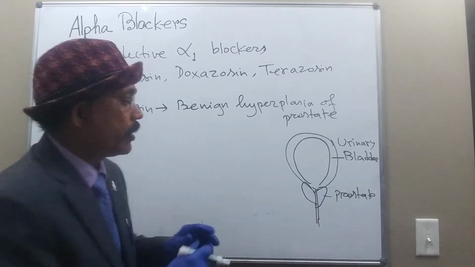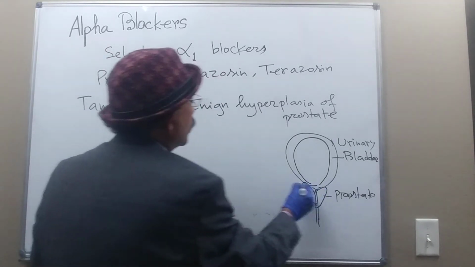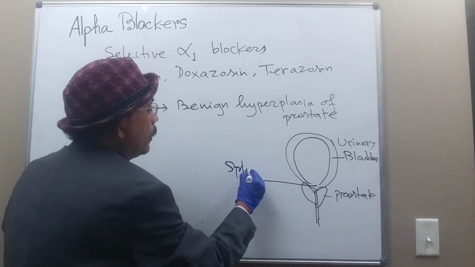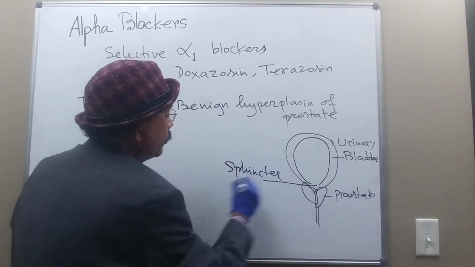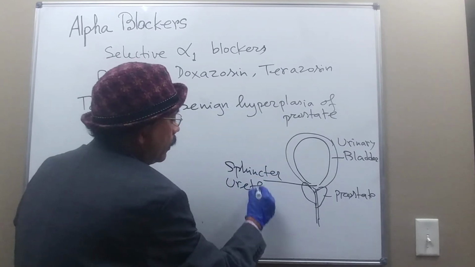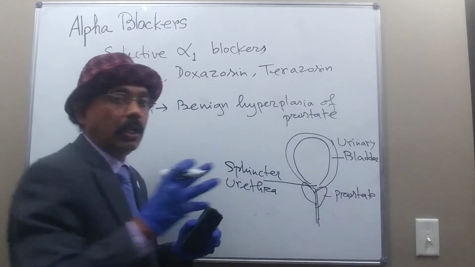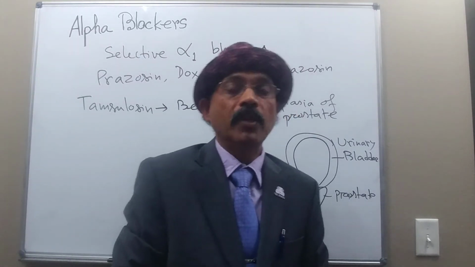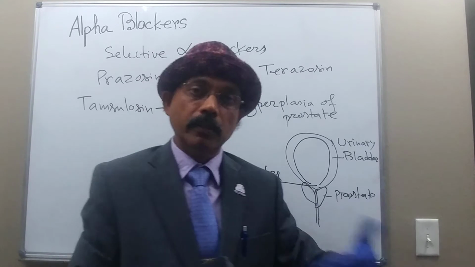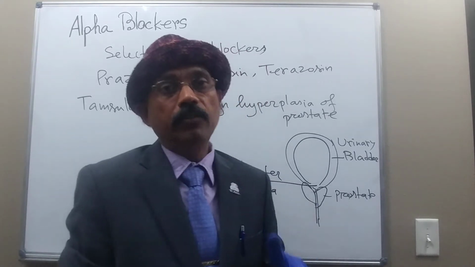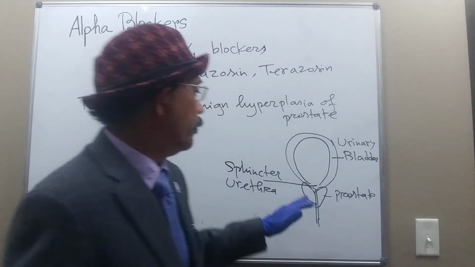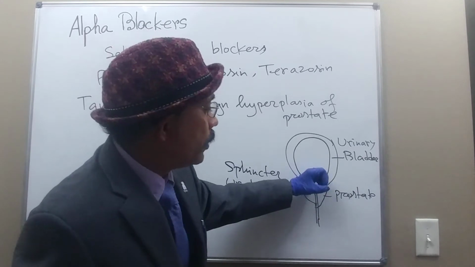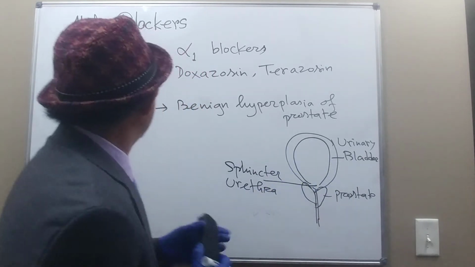So here is the sphincter urethra. That muscle is relaxed, so there will be no dribbling, no hesitancy, and no decrease in initiation of the urination because the sphincter muscle is relaxed.